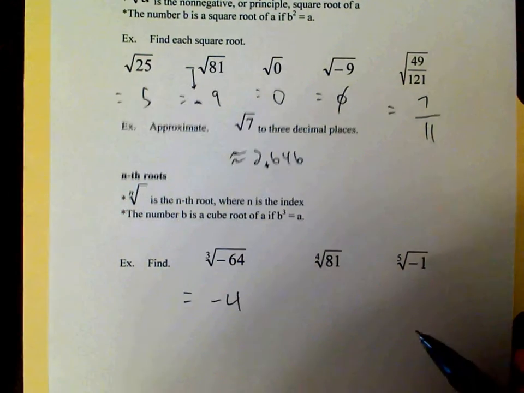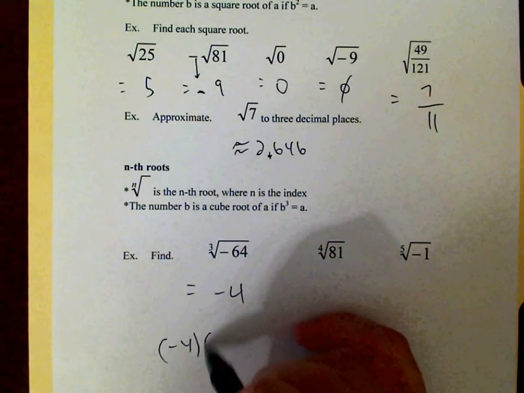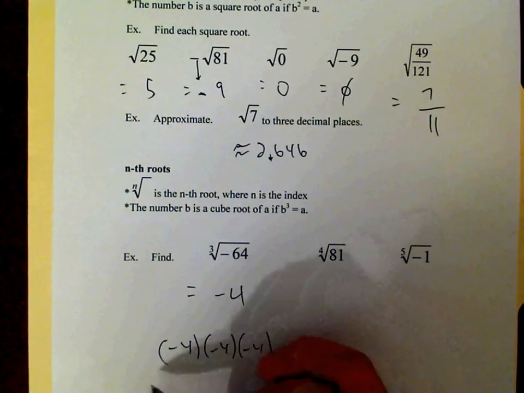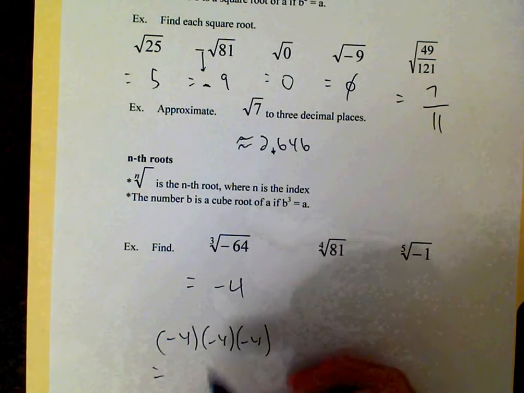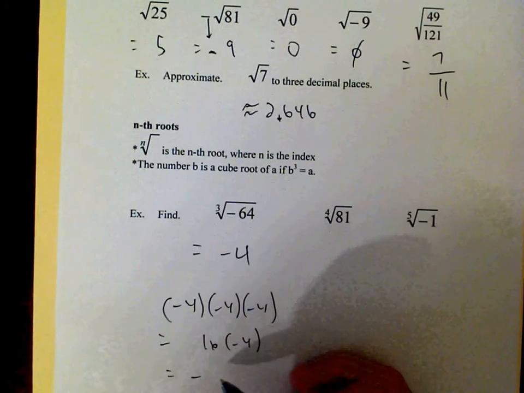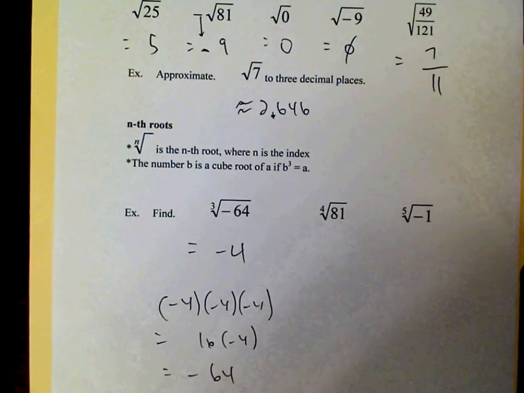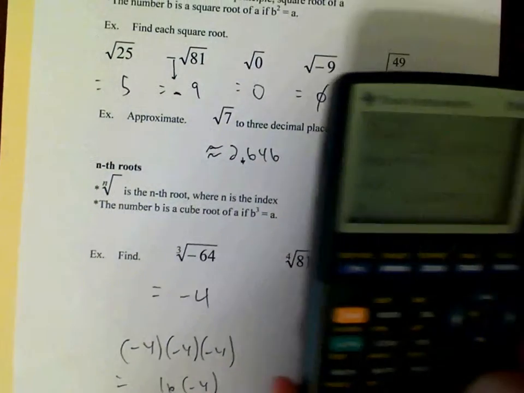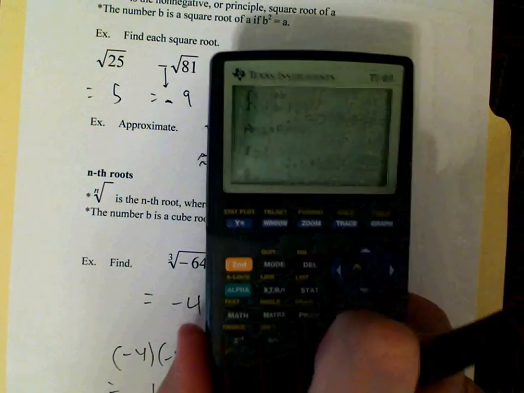Because if you take a negative 4 times a negative 4 times a negative 4, a negative 4 times negative 4 is 16, and 16 times negative 4 is negative 64. But you also have a calculator. So let me show you how you do a few things in your calculator. Let's look at the graphing calculator first.